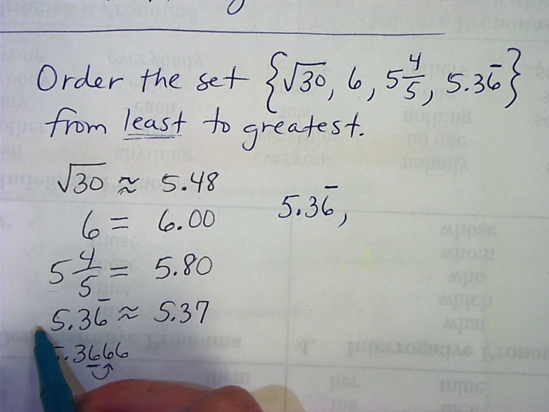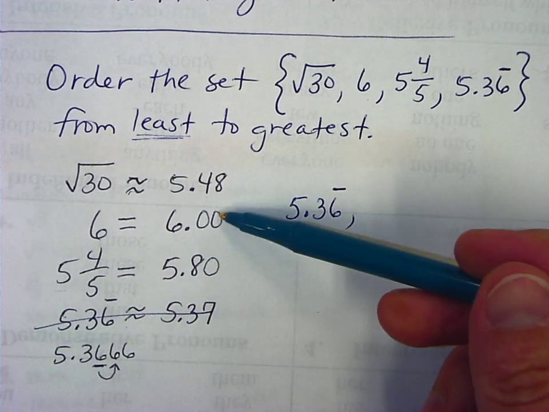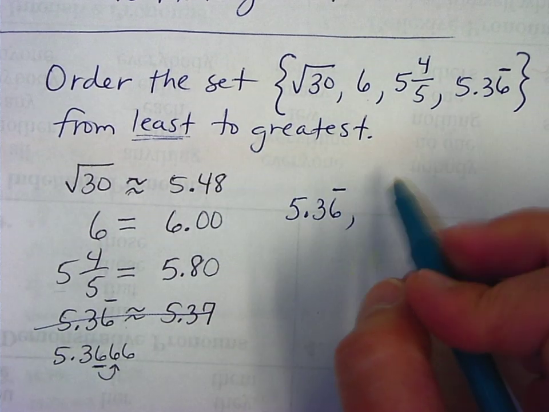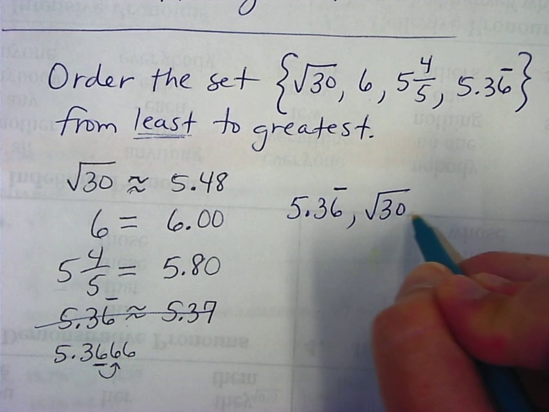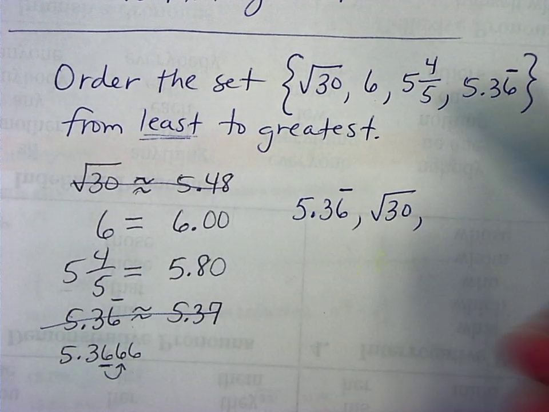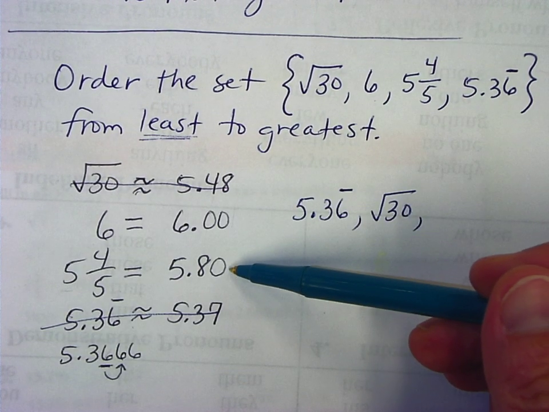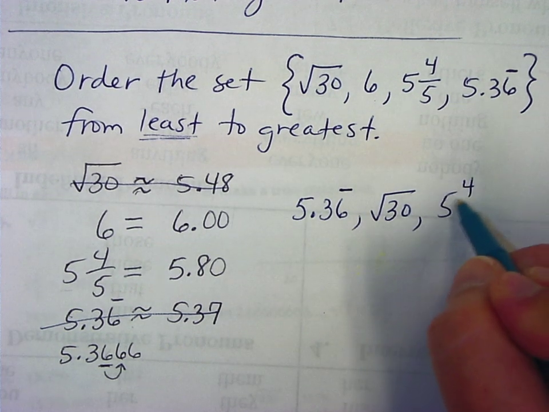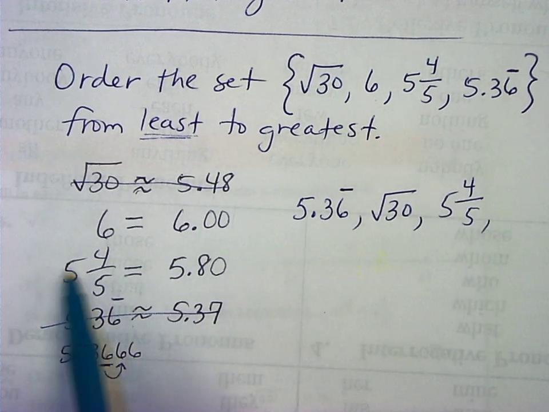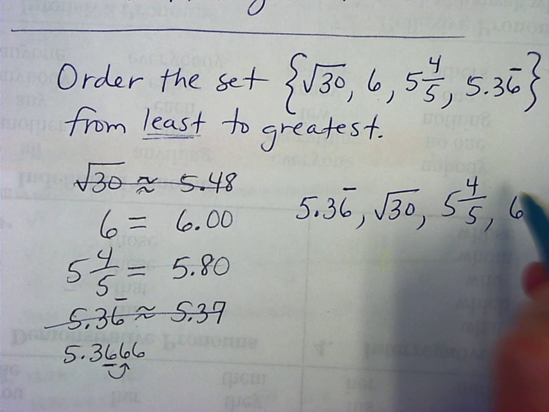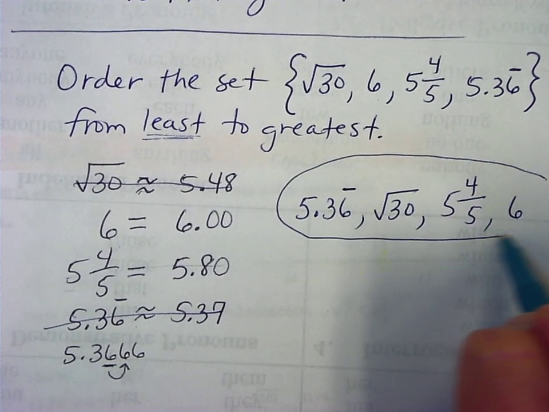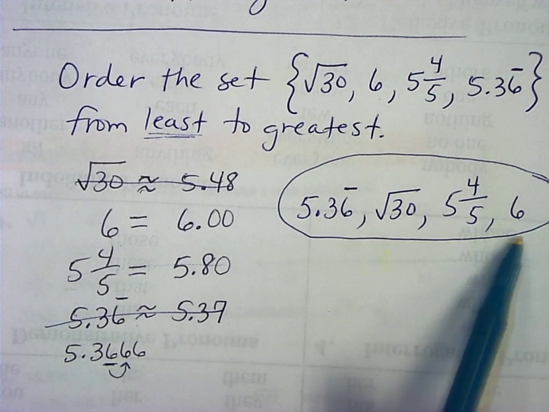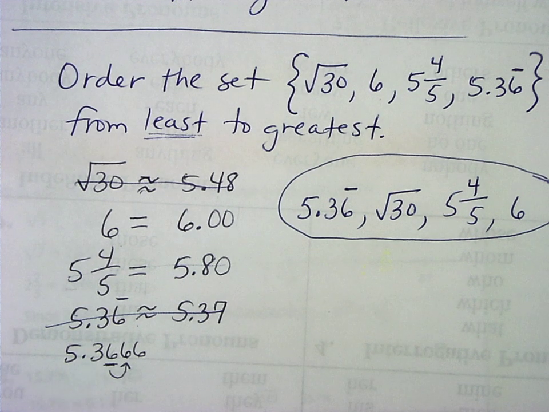Okay, so then the next smallest would be the square root of 30. So then you're going to put square root of 30 next. And then the next smallest would be 5 4/5, which leaves 6 as your biggest number. So this is the correct order from least to greatest. Okay, we will practice more tomorrow.